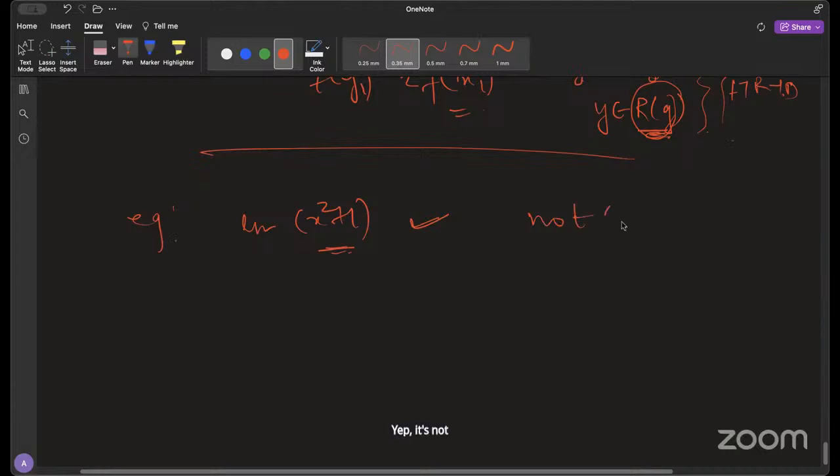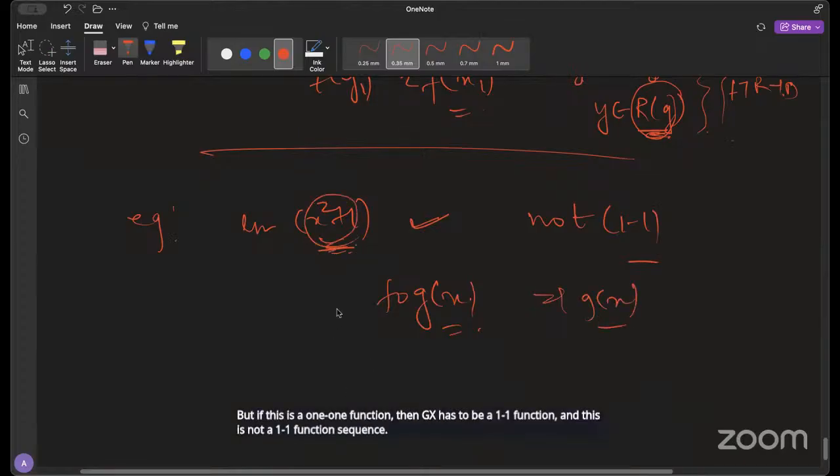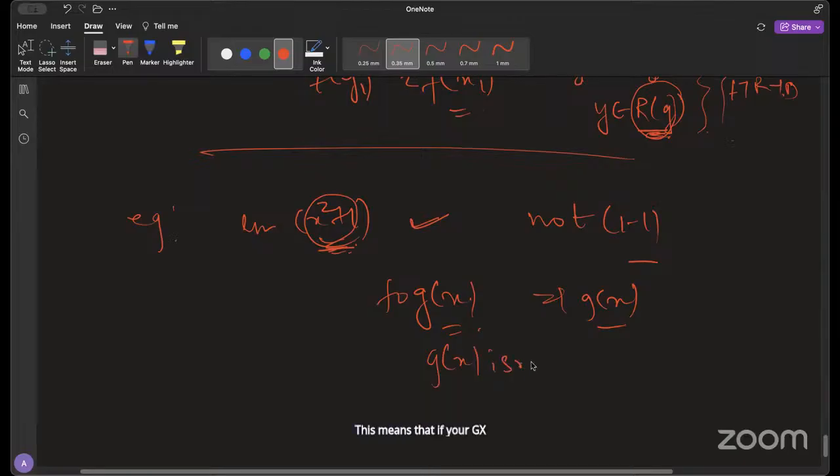Why is it not? It basically looks like a quadratic function. We just discussed it right now. If this is a 1, 1 function, then g(x) has to be a 1, 1 function, and this is not a 1, 1 function. So if your g(x) is not 1, 1, then your FOG is not going to be 1, 1. Okay. And it's pretty obvious from here.